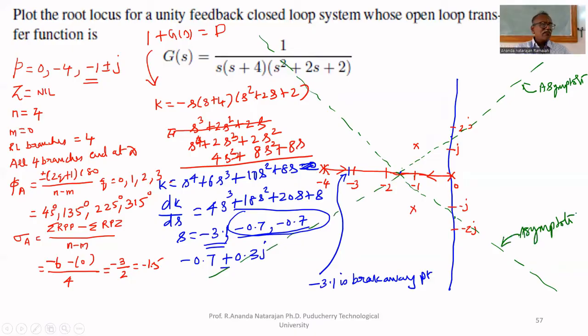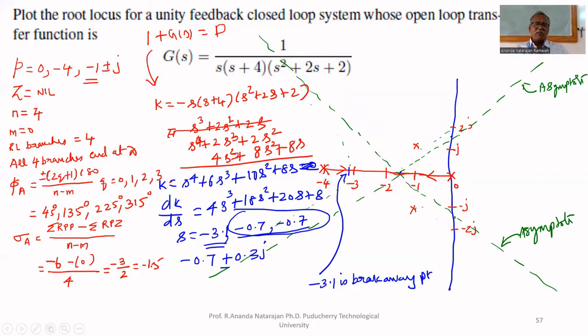We have to find angle of departure because complex pole is there. So the root locus may come out and it will go like this. Another one will come out and go like this. Where it intersects the j omega axis, we can find.